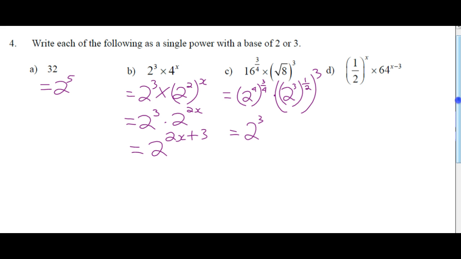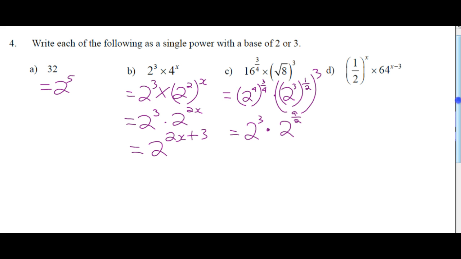Power to a power to a power, what do you do with the exponents? What's 3 times 1/2 times 3? Okay, what's 3 times 3? What's the real 3 times 3? 9 times 1/2 is 9/2. So it's 2 cubed times 2 to the 9/2, right? 3 times 1/2 is 3/2, times 3 is 9/2.